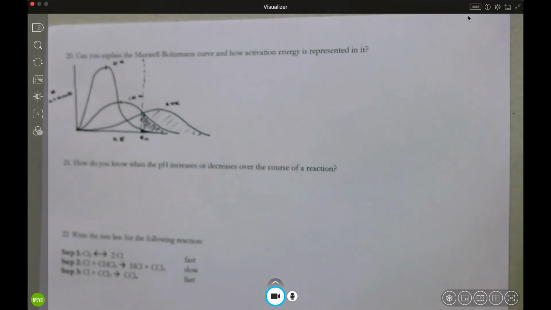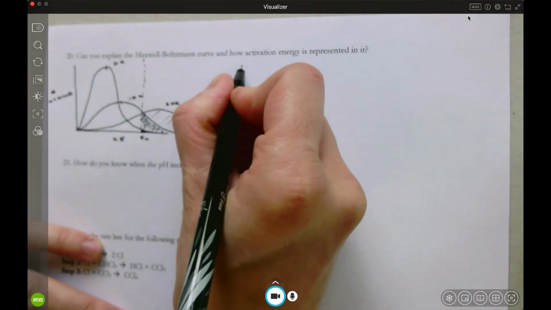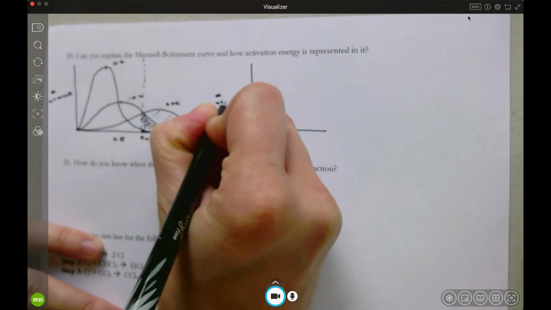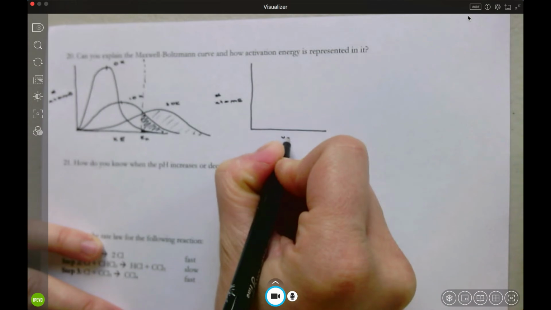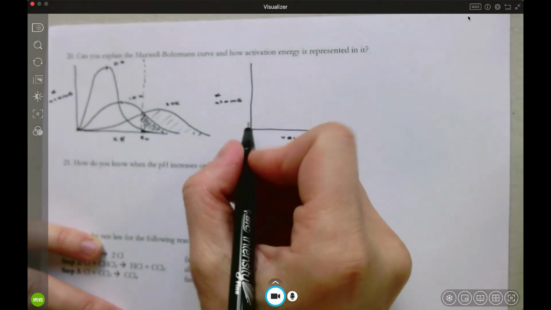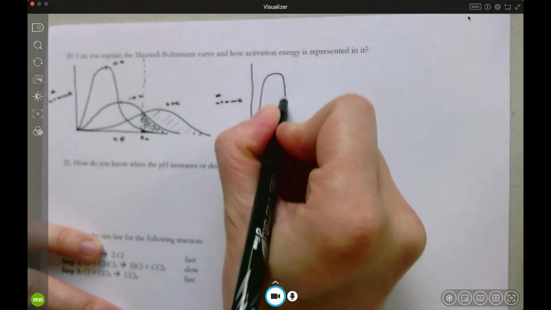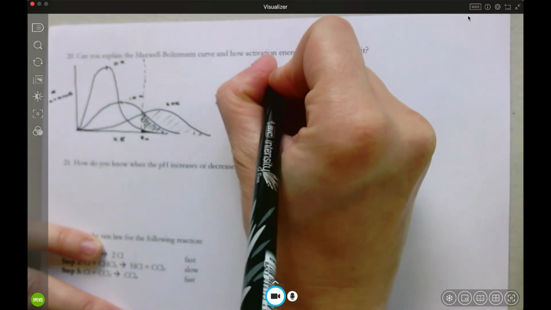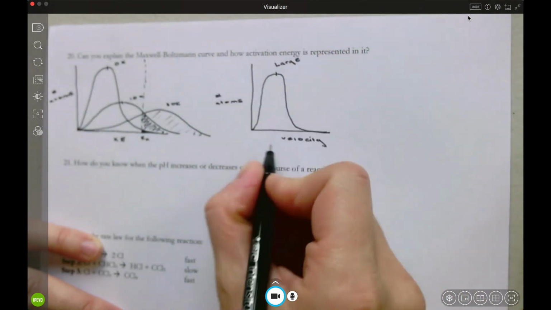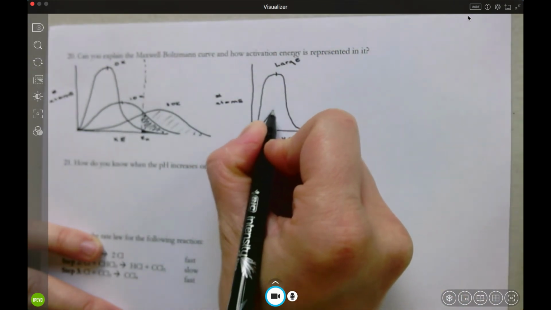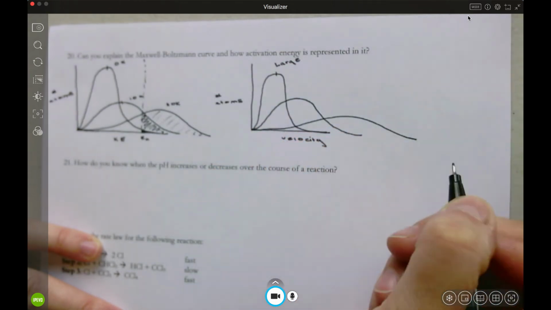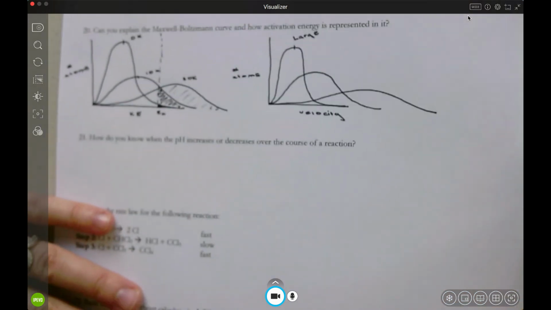Another way to draw your Maxwell-Boltzmann diagram is to have velocity as your x-axis, in which case I can then compare the size of my atoms. So this would represent a very large atom or molecule because it has a low velocity because it has a big mass. This would be a medium-sized one, and that would be a small-sized one. So those are just some Maxwell-Boltzmann curves for you.